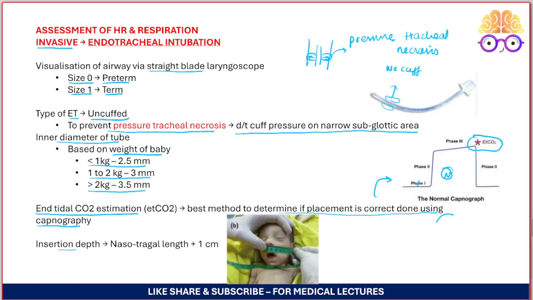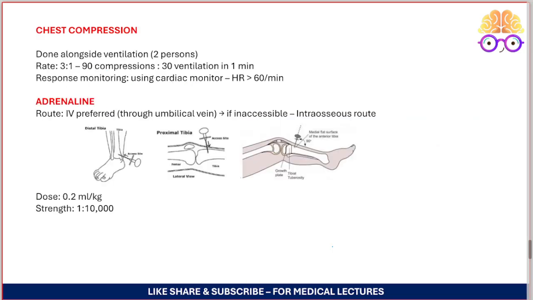What will be the insertion depth? It is the nasotragal length plus 1 centimeter. So you need to calculate the length from the nose to the tragus, and you need to add 1 with it. You will get the insertion depth, how much you need to insert. Okay, and now let's look into the chest compression thing.